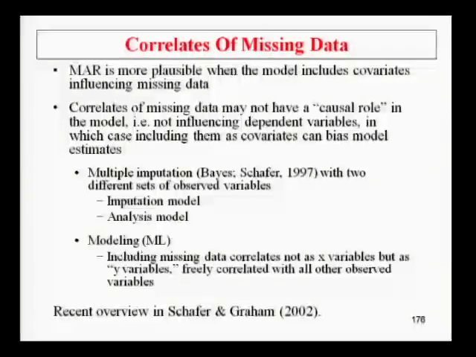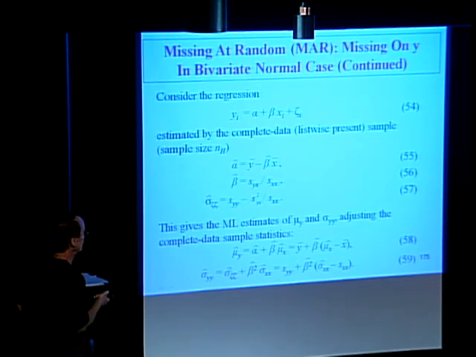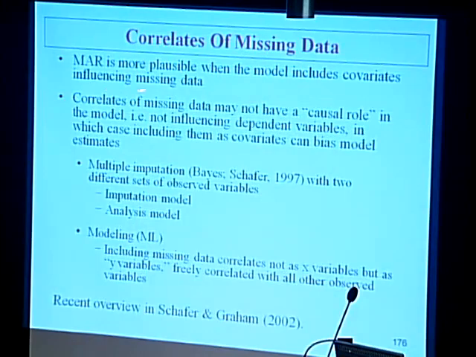Now, there's always a part of the missingness prediction that's due to unobserved covariates. We can't get them all, but the more important covariates we get, the better. However, some of these covariates may have no substantive role in the model. Some of these covariates may not be important for the growth factors, for instance, but only for the missingness. So we say then that correlates of missing data may not have a causal role in the model. That is, they don't influence the dependent variables. And if you include them as covariates, then it biases the model estimates.